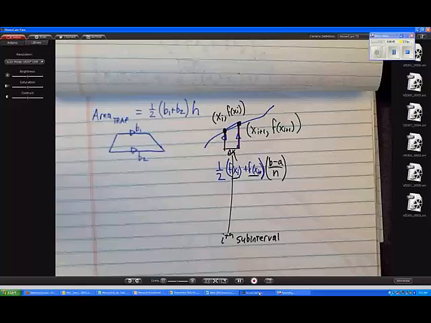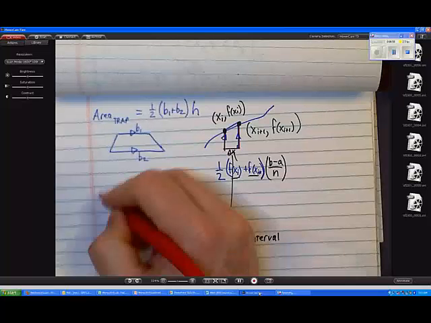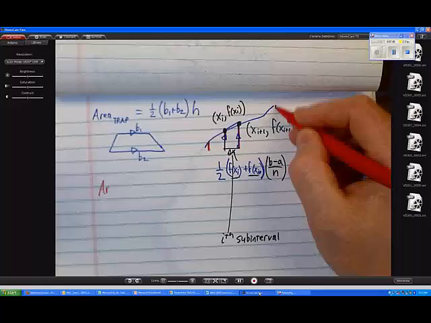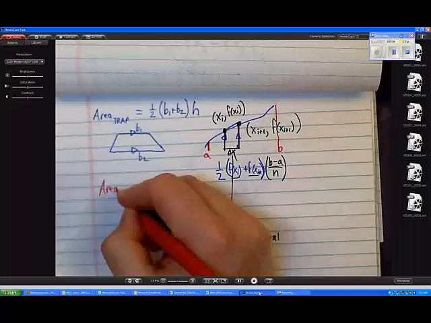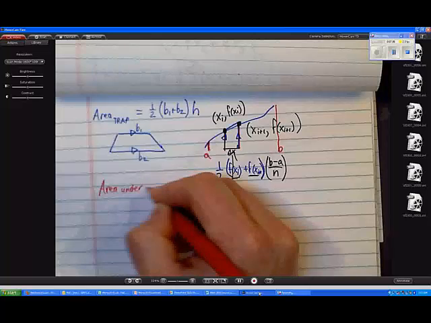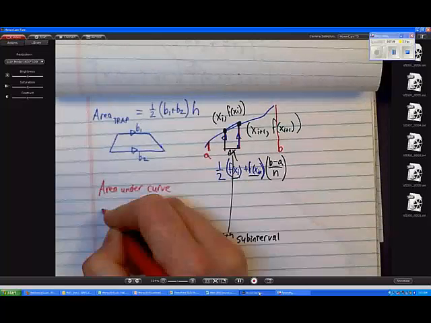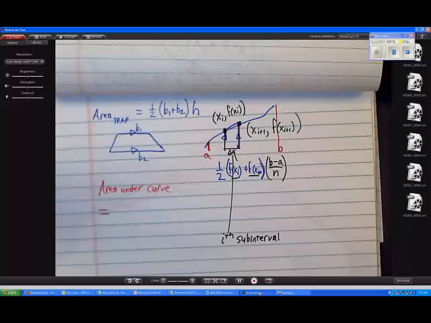Now, if you want to compute the approximation for the area under the curve, what do we do? Well, we're going to do it this way. The area under the curve, say from here to here, from a to b, is going to equal, well, I'm going to have to add up a whole bunch of trapezoids together. Does that make sense to people?